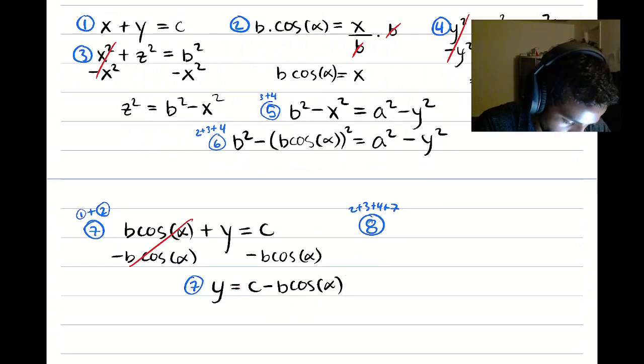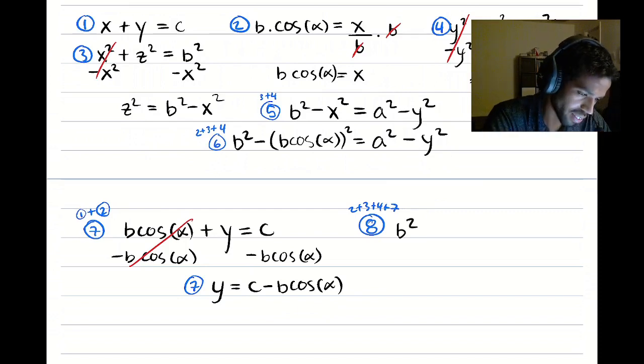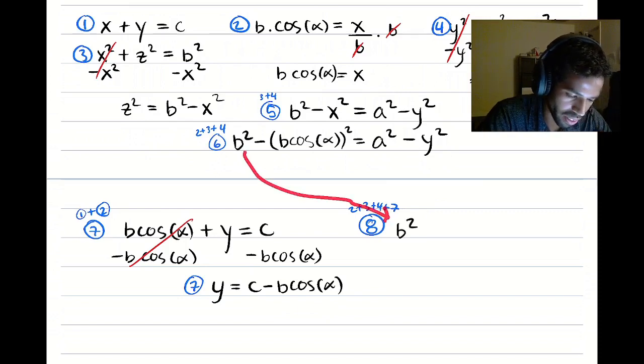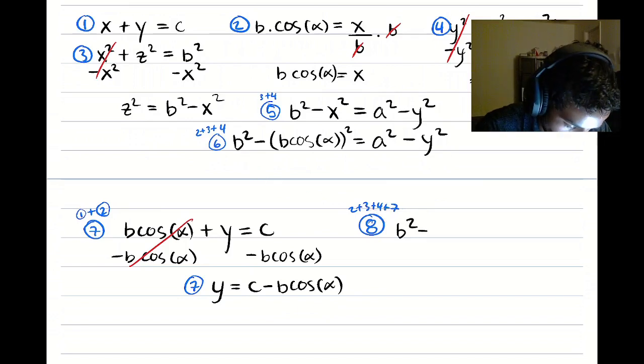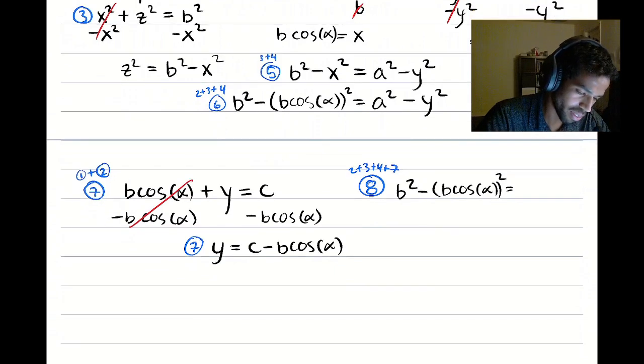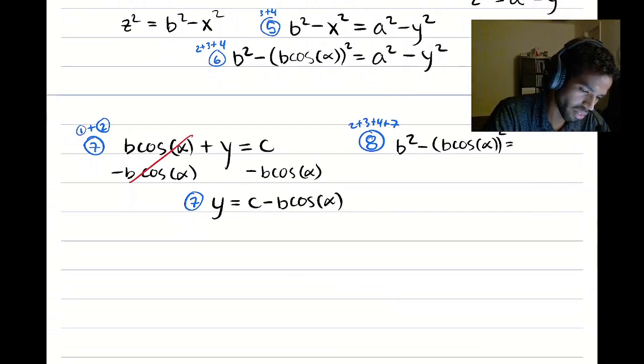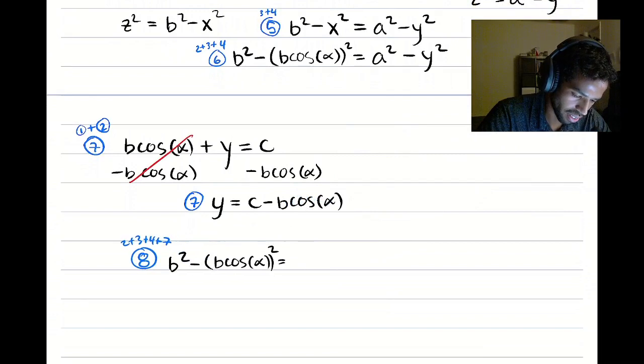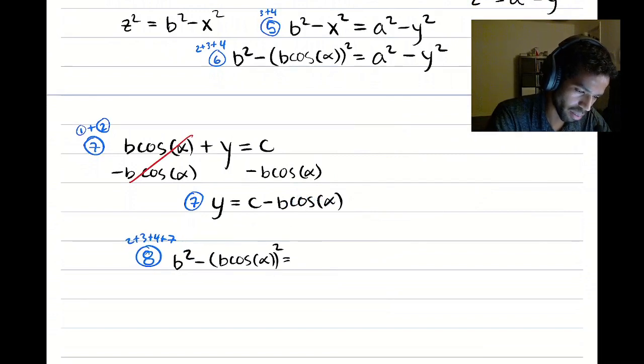So now I'm gonna have b squared minus b cosine of alpha squared is equal to, now I'm gonna run out of space here, so I'm gonna move some stuff around. So I'm gonna put this down here. But again, I'm just copying down things from this equation here.